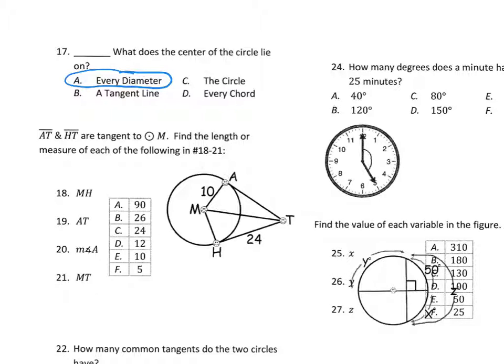Looking at number 18, it wants us to find MH. So MH is our blue line. If we just look next to it, there's a 10, and so MH must be 10 also. Our next distance that they're trying for us to find is AT. AT is this outside part. It corresponds with that number down there, which is 24.